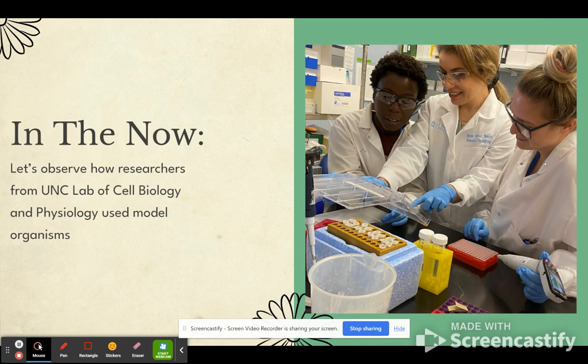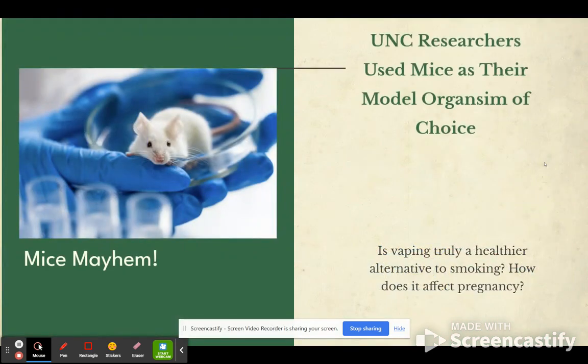In the now, let's observe how researchers from UNC's Lab of Cell Bio and Physiology use model organisms. Mice mayhem! UNC researchers elected mice as their chosen model organism to study the effects of e-cigarette exposure on the fertility, pregnancy, and offspring of female mice. Specifically, the study was designed to determine whether e-cigarettes, which also contain nicotine, are any safer than traditional cigarettes for pregnant women. The researchers conducted a series of tests to study the effects of e-cigarette vapor on the fertility, implantation, and growth of mice.